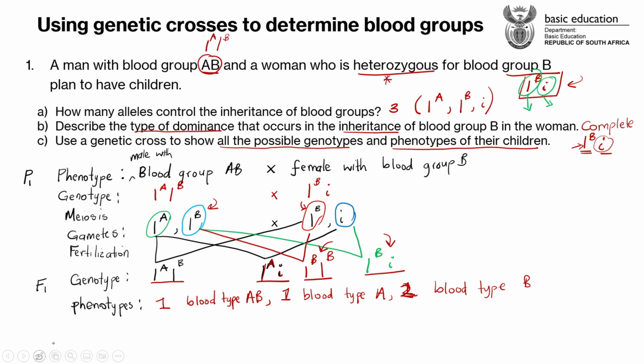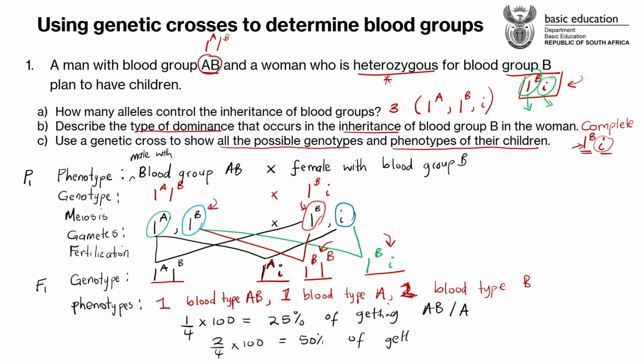So here we've interpreted all of them. If you were to write them in terms of percentages, we have 1 out of 4 of blood type AB as well as blood type A. Times 100, this will give you 25%. So you've got a 25% chance of getting offspring with AB or offspring with A. And you have 2 out of 4 times 100, which is a 50% chance of getting blood group B.